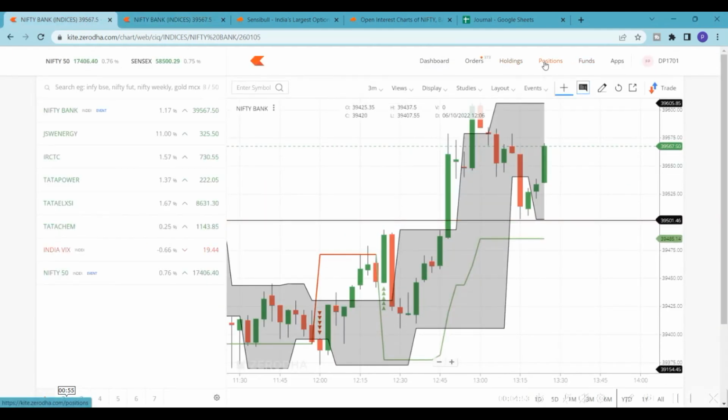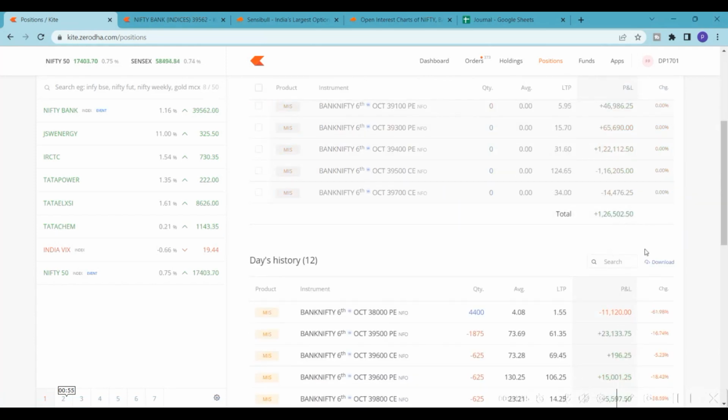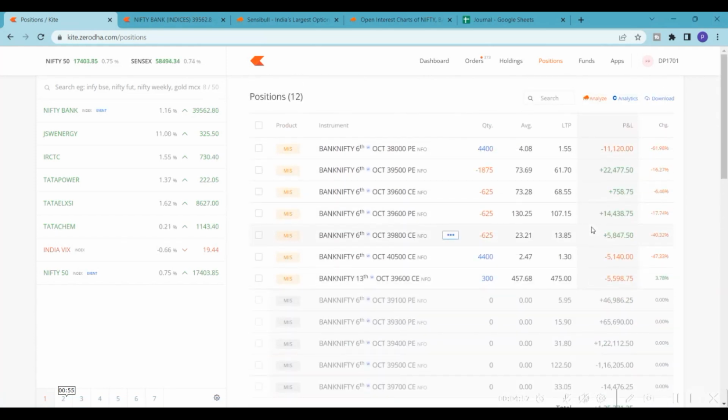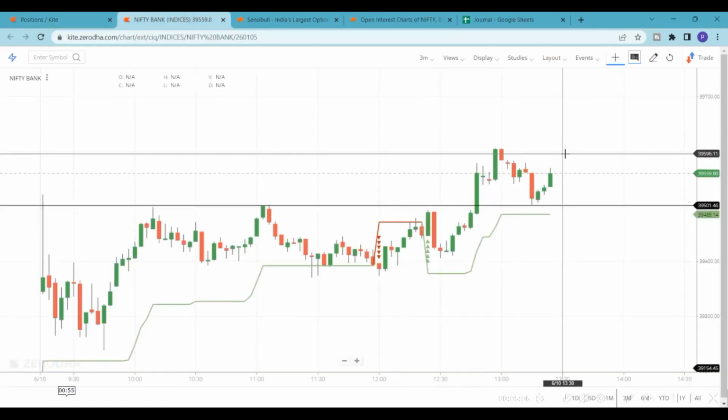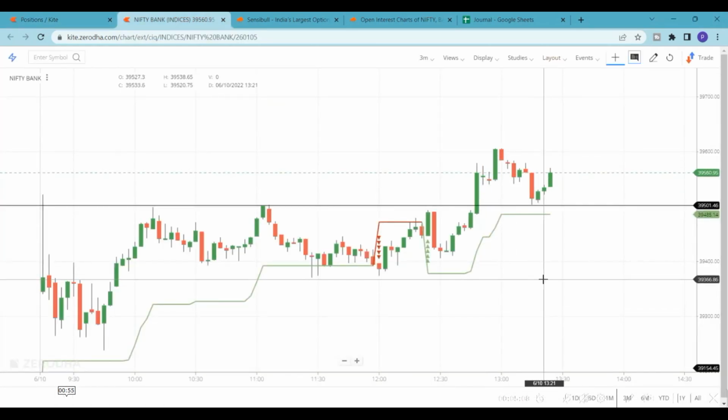Okay, and when you see my positions as well, you can see very good, decent profits, around close to 1,25,000 rupees with option buying as well. I am doing small quantities in option buying, and then in option selling I am doing a good amount of quantity. Okay, so this was the overall picture.